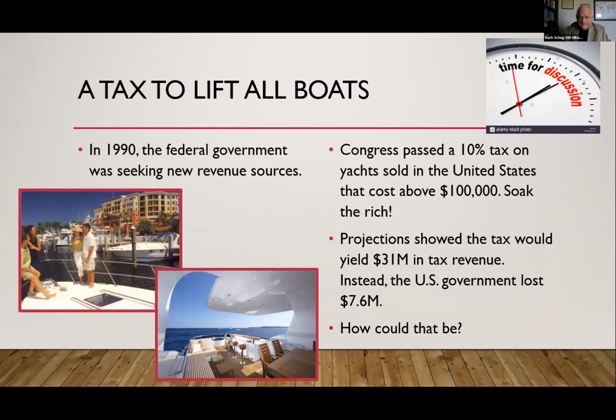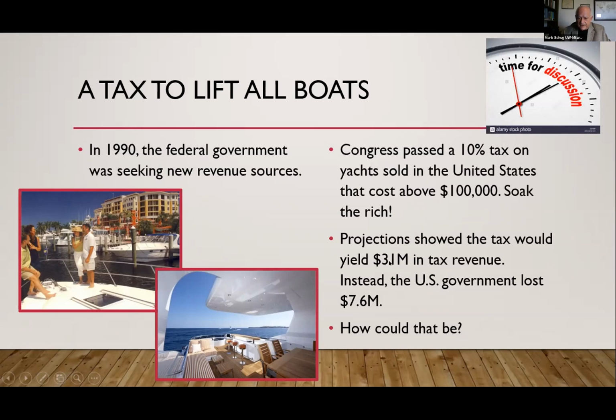In 1990, the federal government was seeking new revenue sources. They were running deficits, right? So Congress passed a law putting a 10% tax on yachts sold in the United States that cost above $100,000. So a 10% tax on yachts sold in the United States above $100,000.